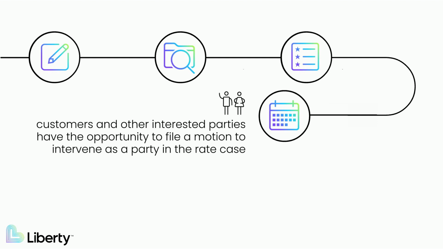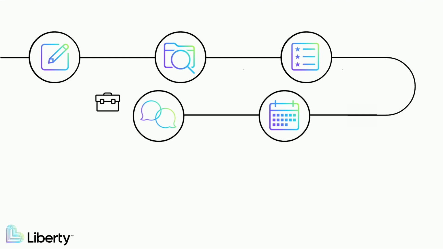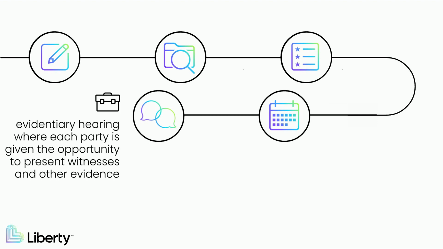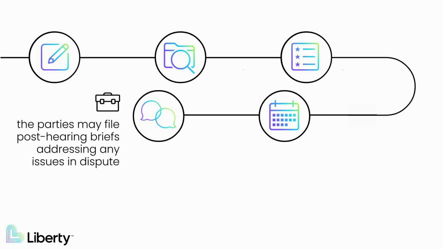Customers and other interested parties have the opportunity to file a motion to intervene as a party in the rate case, including the right to present testimony, arguments, and evidence during the rate case proceedings. After completion of discovery and submission of pre-filed testimony, the judge will conduct an evidentiary hearing where each party is given the opportunity to present witnesses and other evidence. After the hearing, the parties may file post-hearing briefs addressing any issues in dispute.